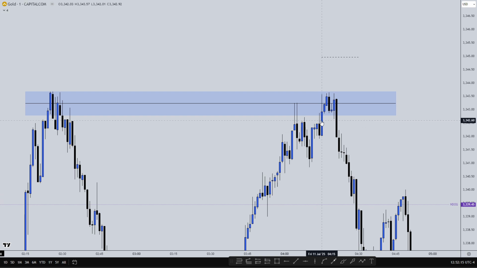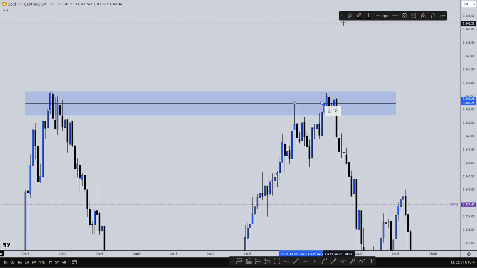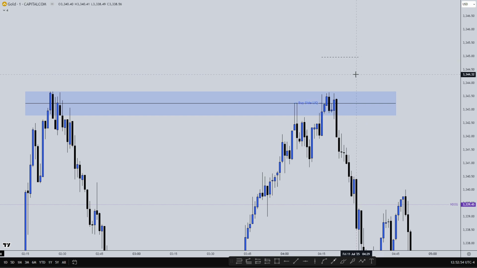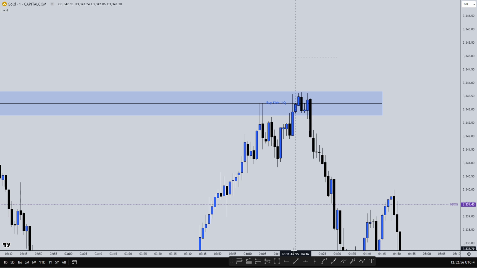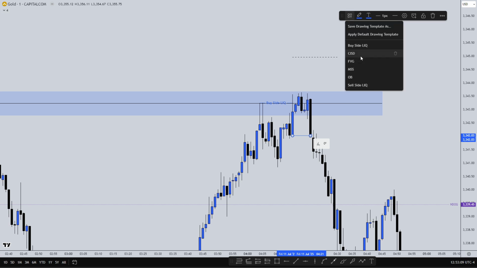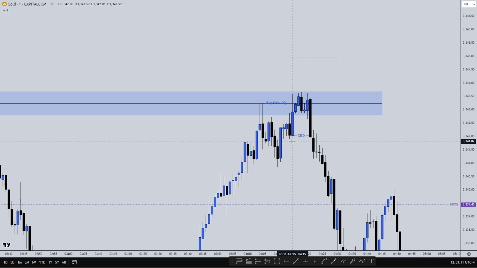So between 4:15 and 4:30, the prices did take this buy side. You can see it here. All right. And then it did a change in the state of delivery after closing under this candle, which is the order block.